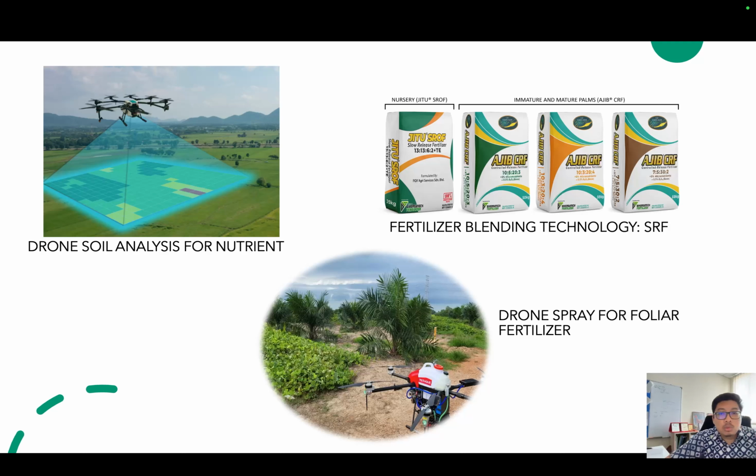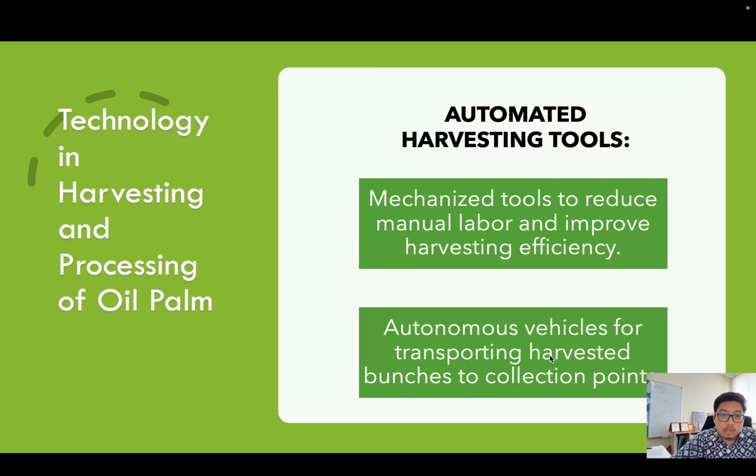So we can reduce the loss by using slow release fertilizer. Slow release fertilizer releases the fertilizer slowly, not in a burst. So the nutrients are available for the plant for a longer time. So less leaching. There are also drones, the same as the one that we discussed just now.